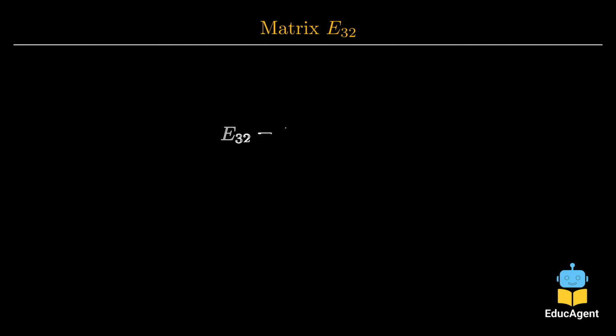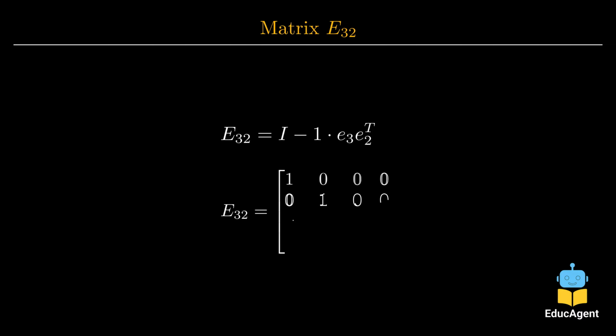Translating that row operation into a matrix means we place minus 1 in the 3-2 position of the identity. This matrix performs row 3 minus row 2 when it multiplies A on the left.